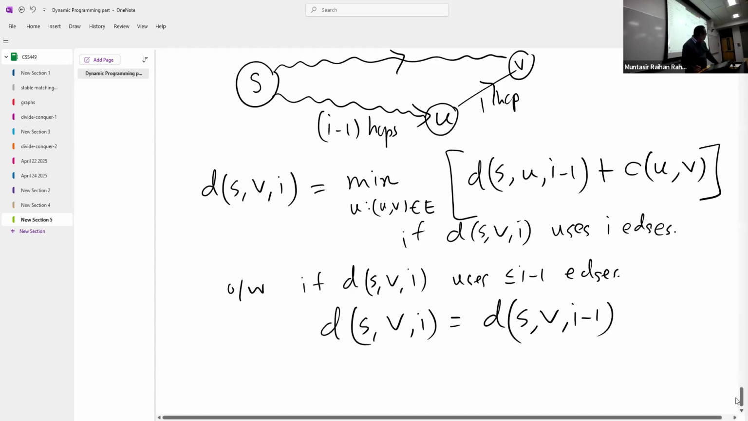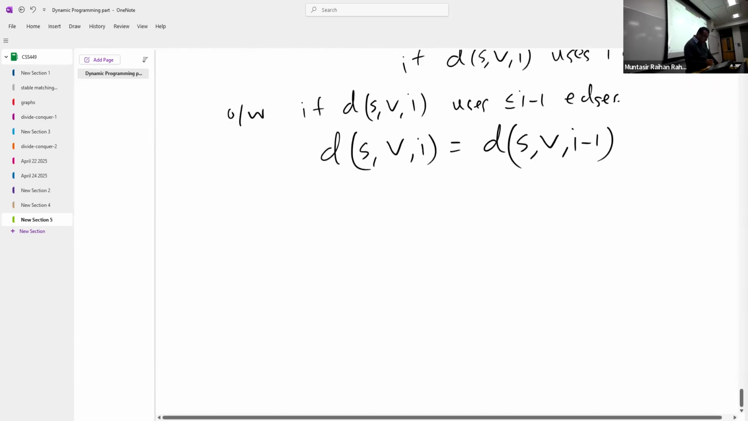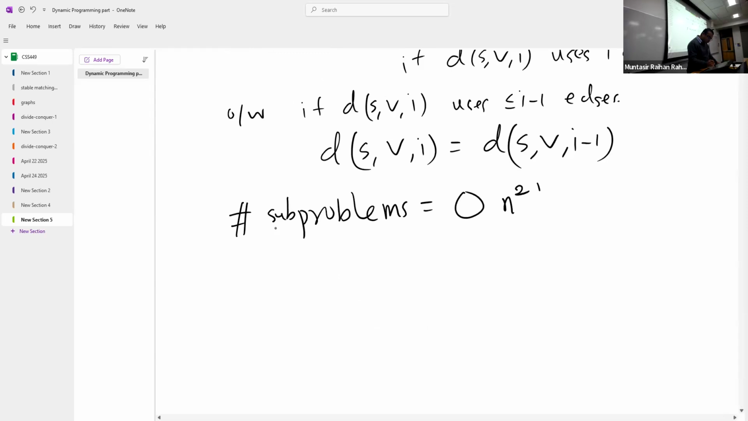Okay? So that was our second thing, which is the number of subproblems is order of n squared, right? Because s is always fixed, v can be any of n nodes, and the hop count can range from 0 to n minus 1. And now we have this recurrence relation, right? And we now know all the subproblems. We just solve the subproblems in a particular order from small to large, and then we actually have the algorithm, right? And that leads to the Bellman-Ford algorithm.